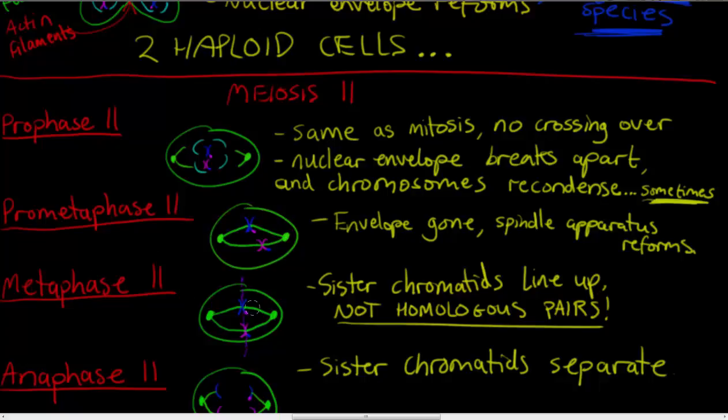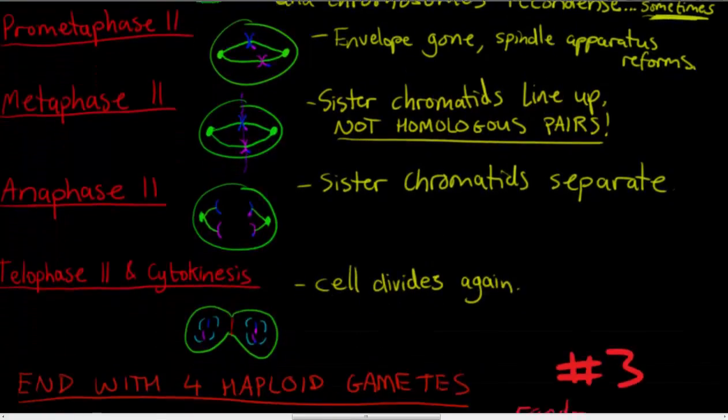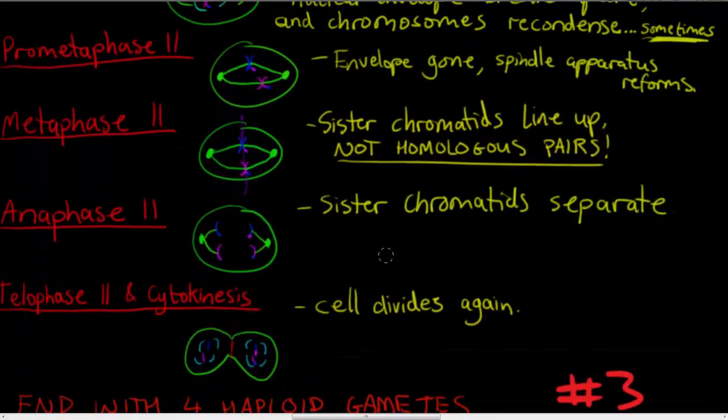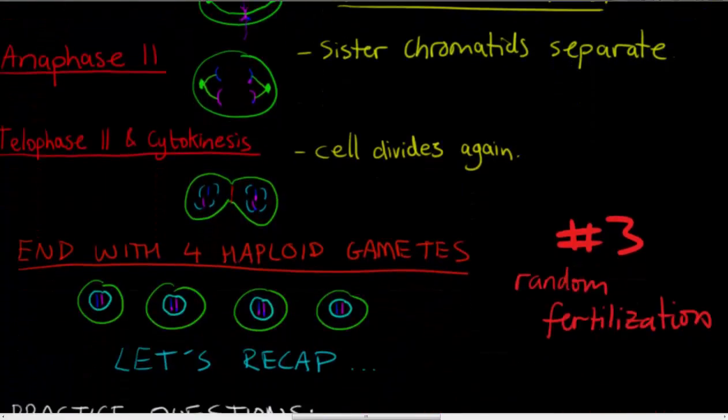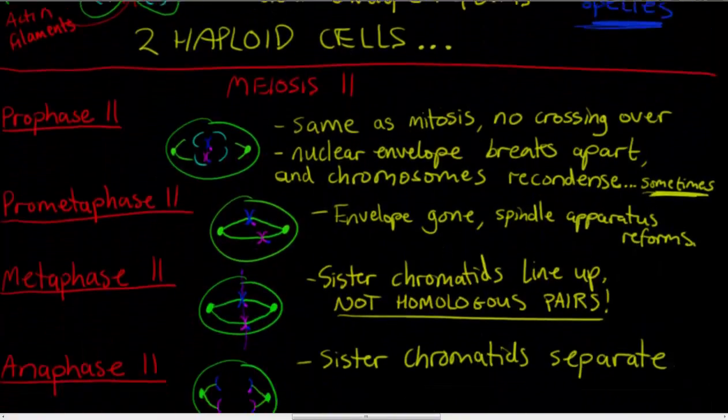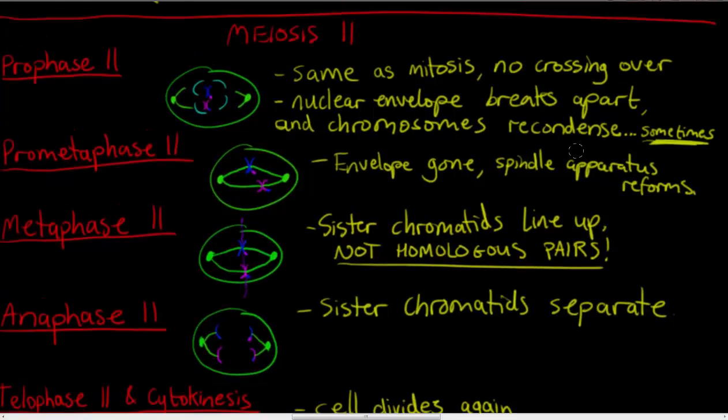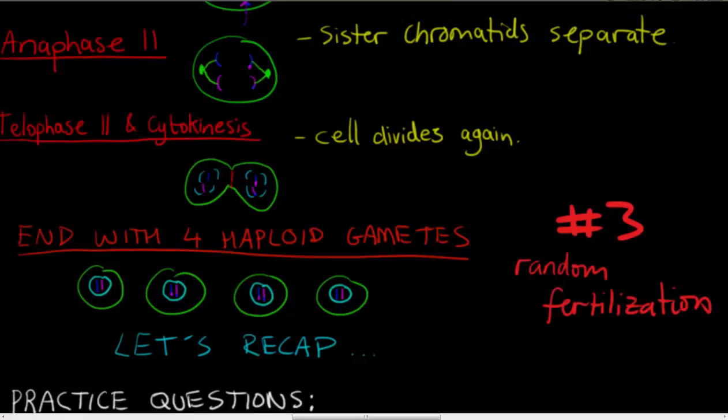Metaphase 2, the sister chromatids line up, not the homologous pairs. Anaphase 2, sister chromatids separate, and then telophase 2 in cytokinesis, the cells divide again. We're left with 4 haploid gametes. Remember, meiosis 2 is very similar to mitosis. Now we've recapped.